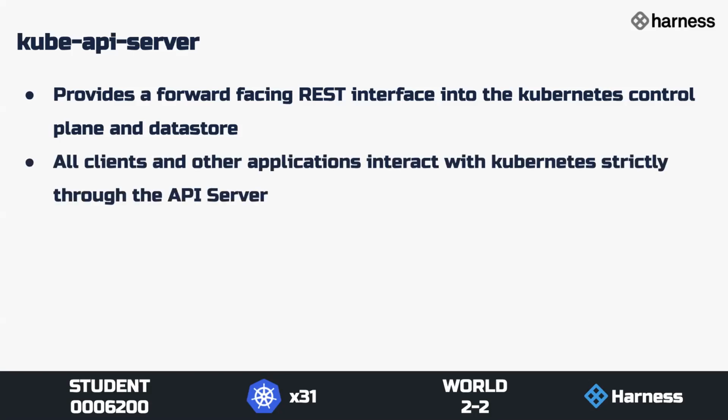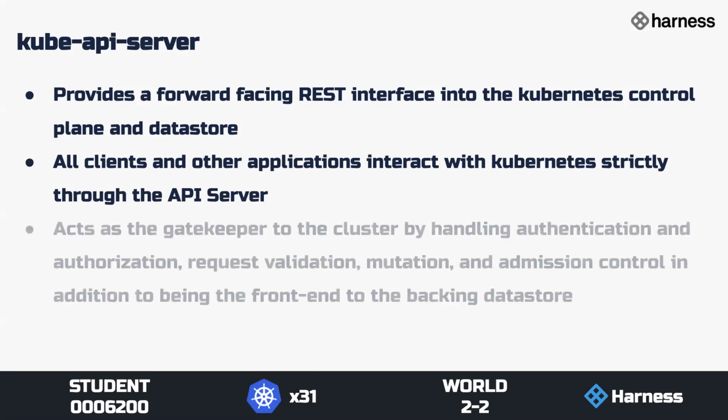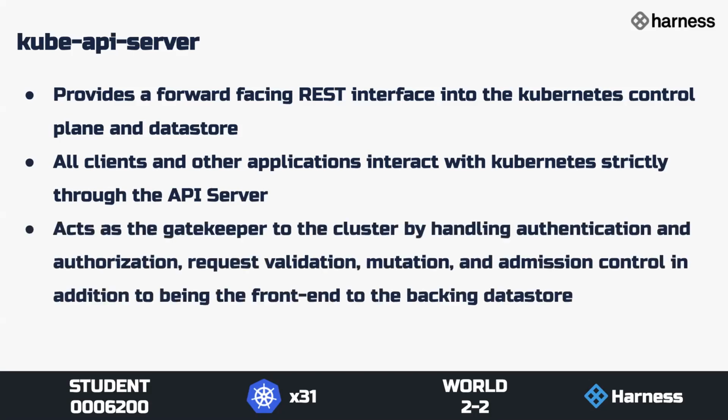All clients, all other applications, they interact strictly through the API server, and it's the gatekeeper to the cluster. So don't ever delete this, is basically what we're pointing out. Don't ever delete the Kube API server. You're going to need it.